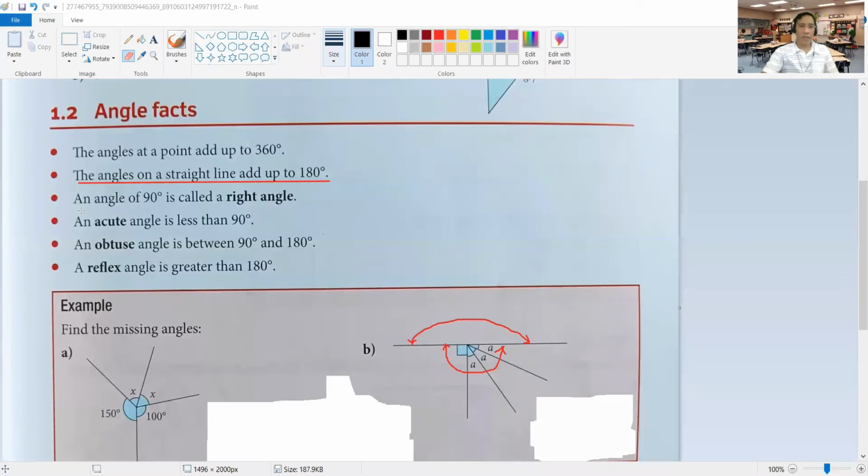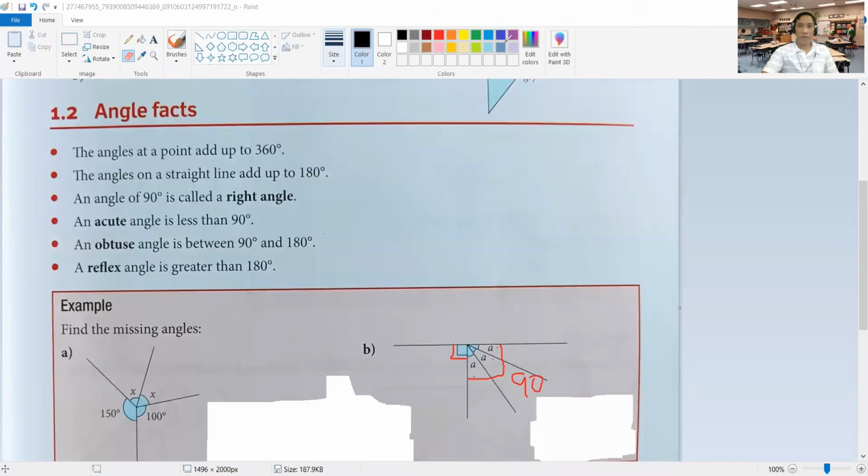Third one is an angle of 90 degrees is called a right angle. In this case, this angle is 90 degrees. That means when you add these three A's, that is equal to 90 degrees. So when you add this A plus A plus A, that is equal to 90 degrees.